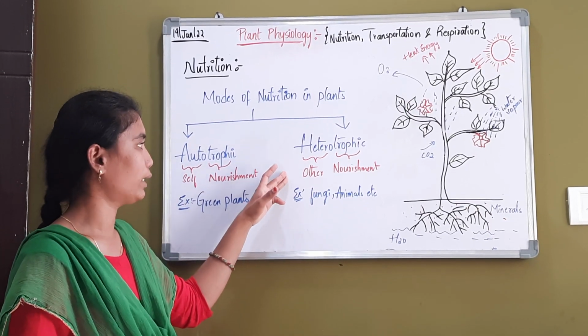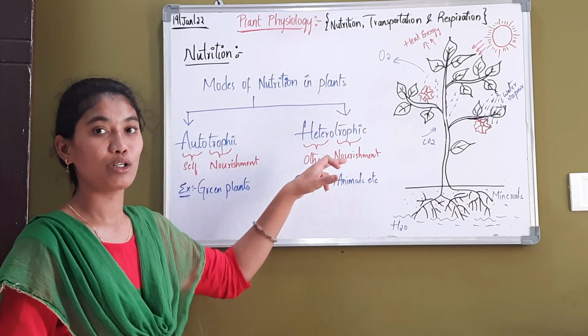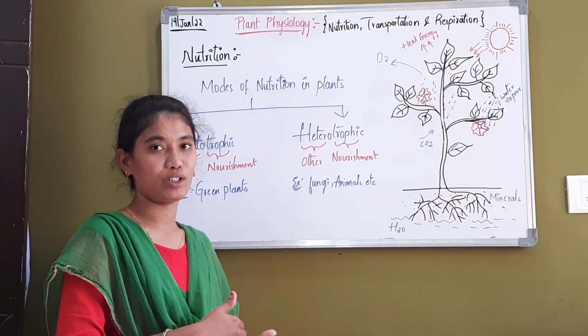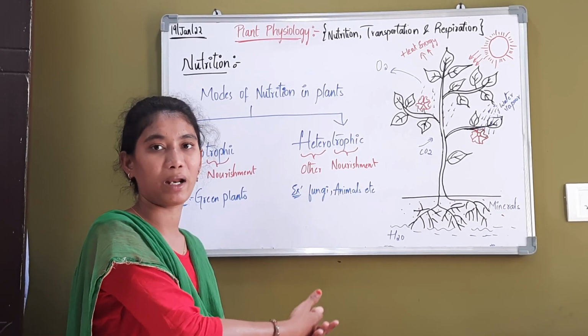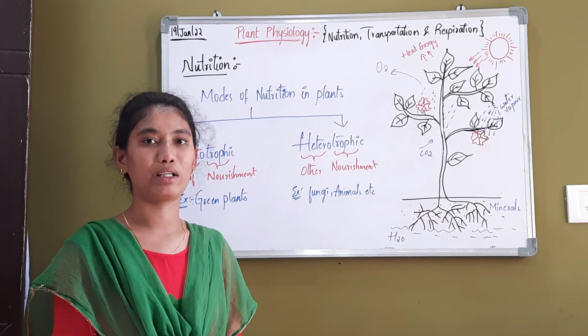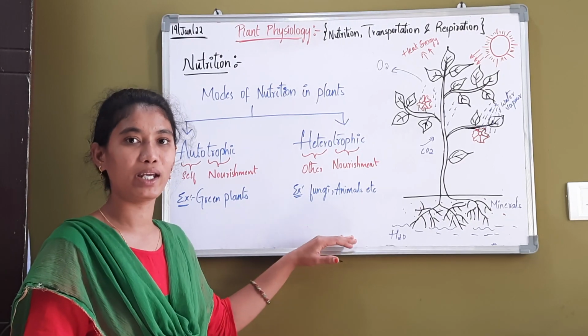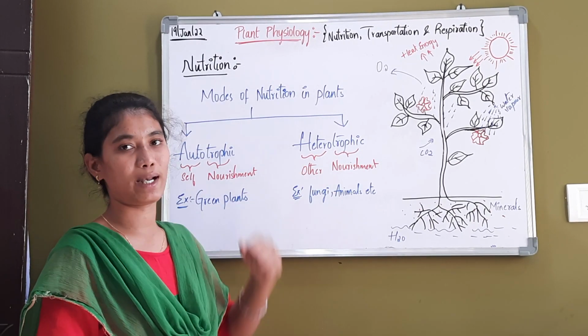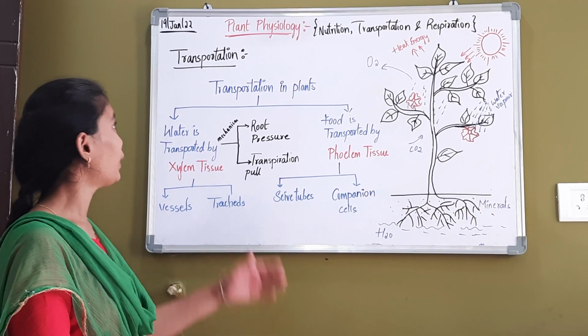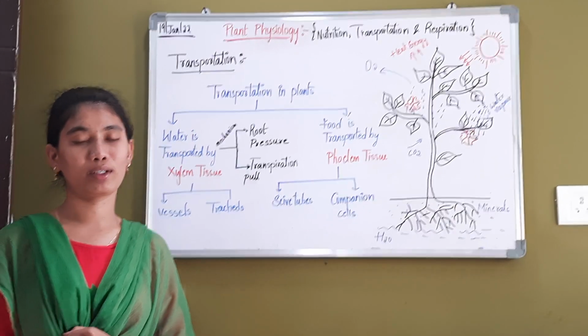Now heterotrophic. Hetero means other, trophic means nourishment. So for self-nourishment, these kinds of organisms or plants depend on other organisms. For example, all animals and fungi come under this category. Now let's see about transportation.